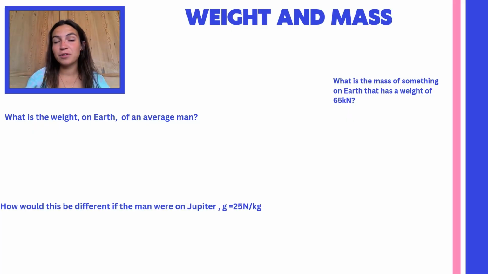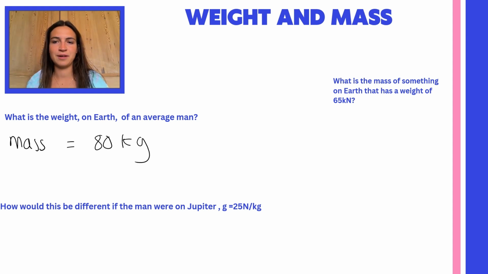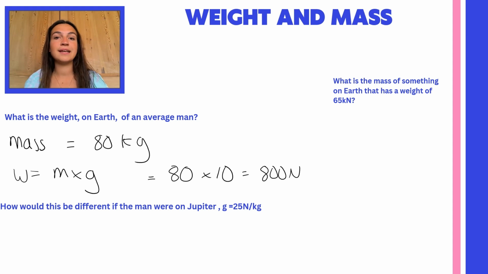Okay, let's look at some questions that deal with the relationship between weight and mass. The first question we have here is, what is the weight on Earth of an average man? First I need to decide what I think the average mass of a man is on Earth, and I'm going to go with roughly 80 kilograms. Then I need to write down my equation. Weight is equal to mass multiplied by g. All we need to know is that on Earth, our g, which is our gravitational field strength, is 10. So simply all I have to do is multiply 80 by 10, which gives me 800 newtons.